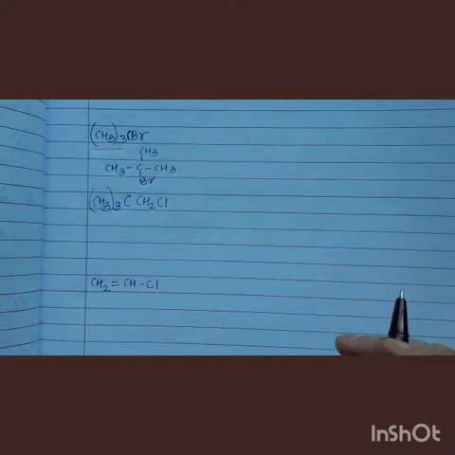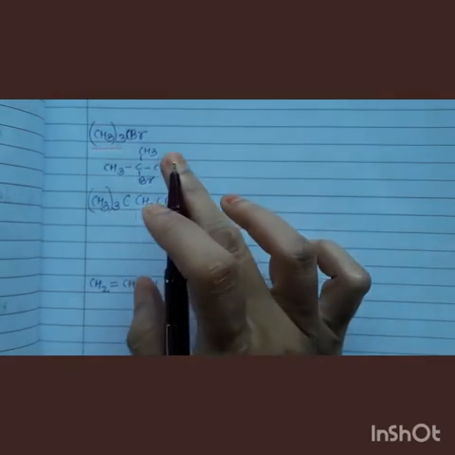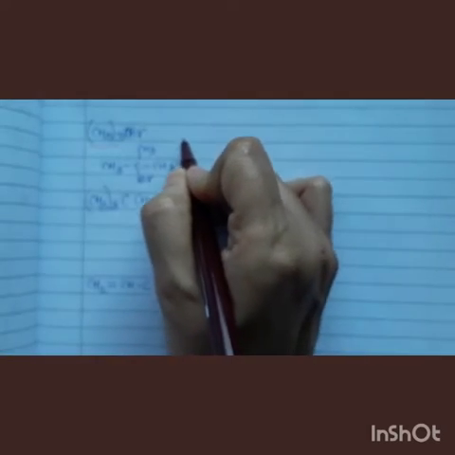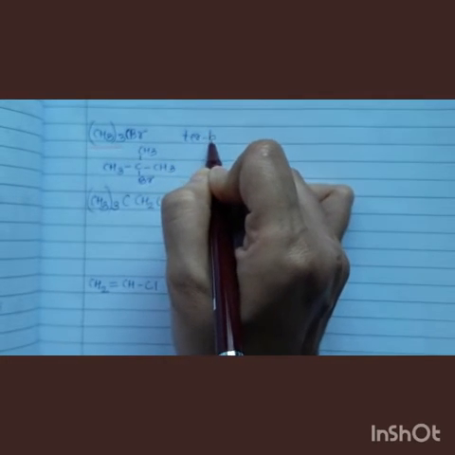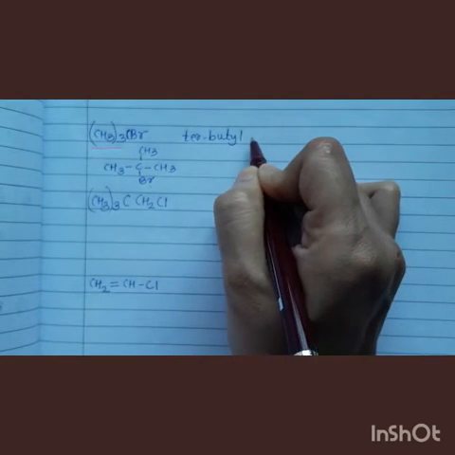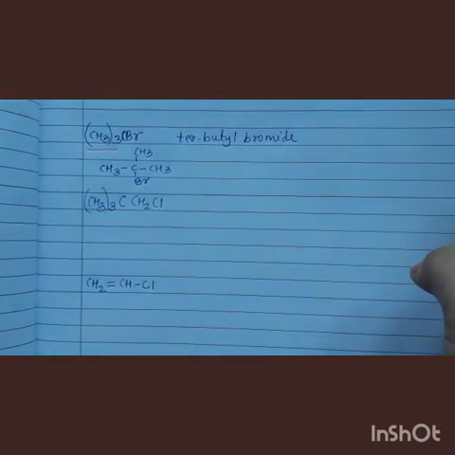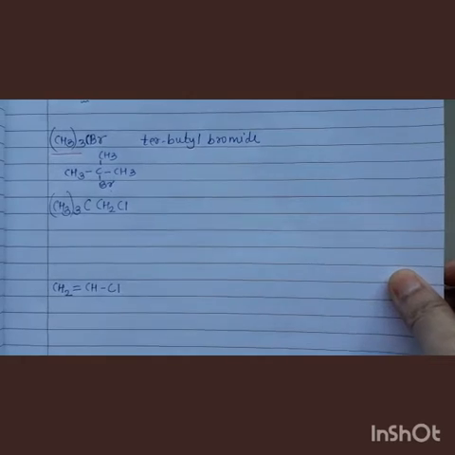This group is called the tertiary butyl group. So how to write the name of this compound in the common name system? It is tertiary butyl bromide. Let us write now the IUPAC name of this compound.